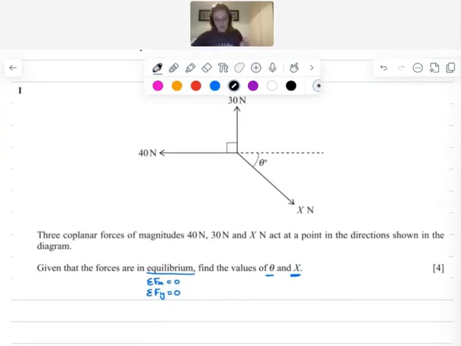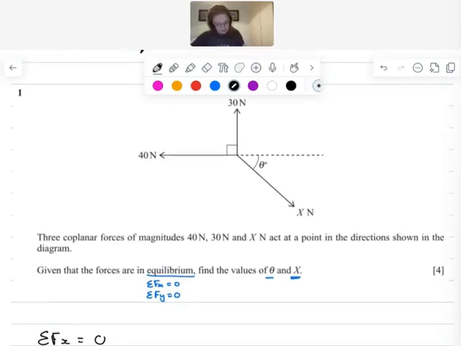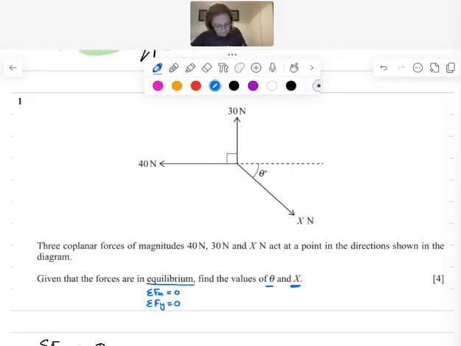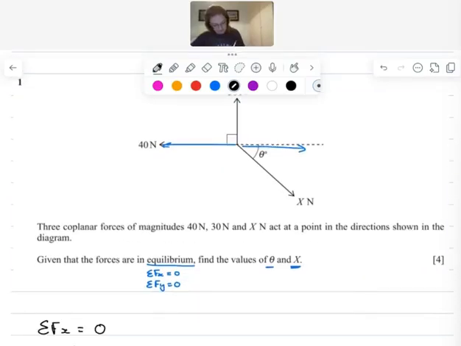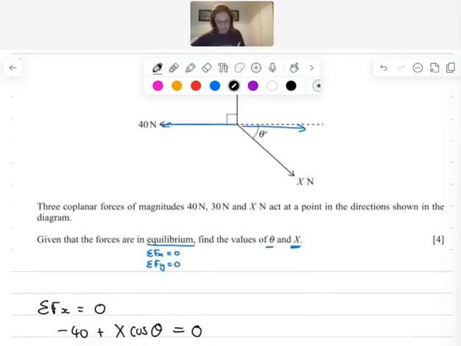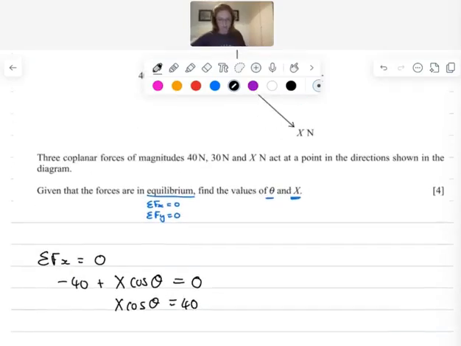So if we just look in the x direction now, my x has a component in the x direction, and my 40 is acting in the negative x direction. So I've just got negative 40 plus x cos theta is equal to 0. There's only two components in the x direction, and we end up with x cos theta is equal to 40 if we take it to the other side.